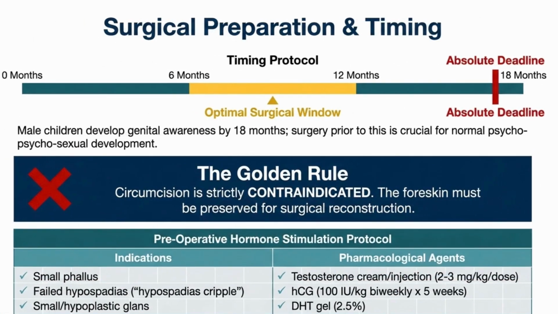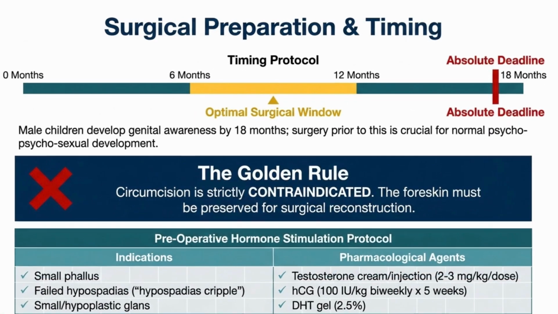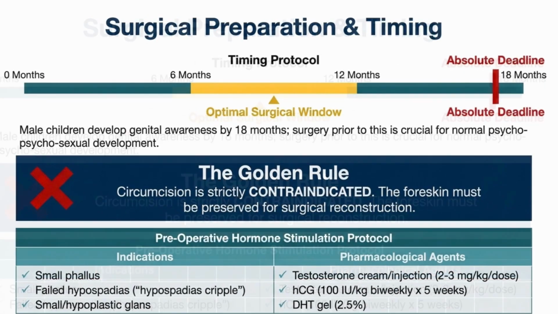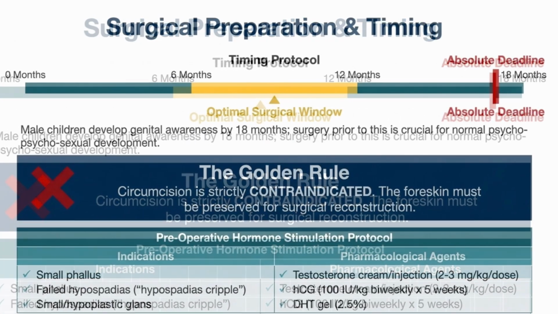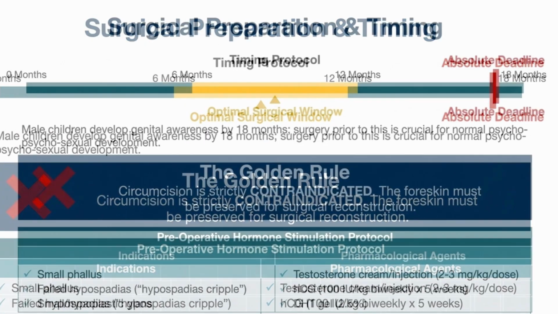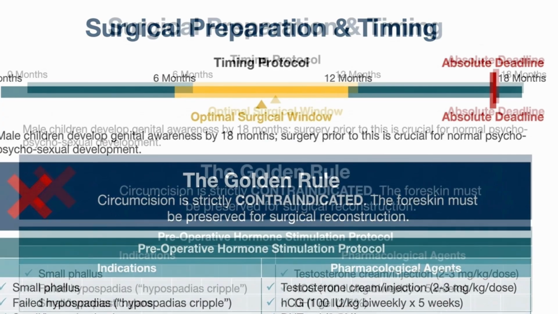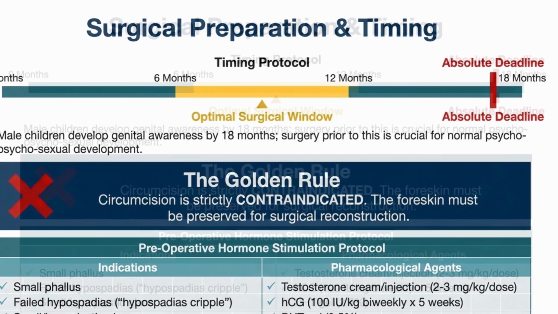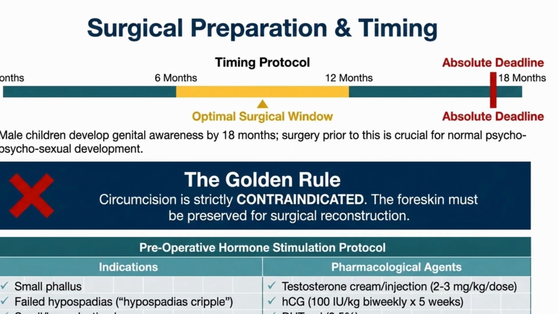Preoperative hormone stimulation protocol. Indications for it are presence of a small phallus, failed hypospadias, that is hypospadias cripple, or small or hypoplastic glans. Pharmacological agents used for this are testosterone cream or injection 2 to 3 mg per kg per dose, HCG injections 100 international units per kg bi-weekly for 5 weeks, and dihydrotestosterone gel of 2.5%.